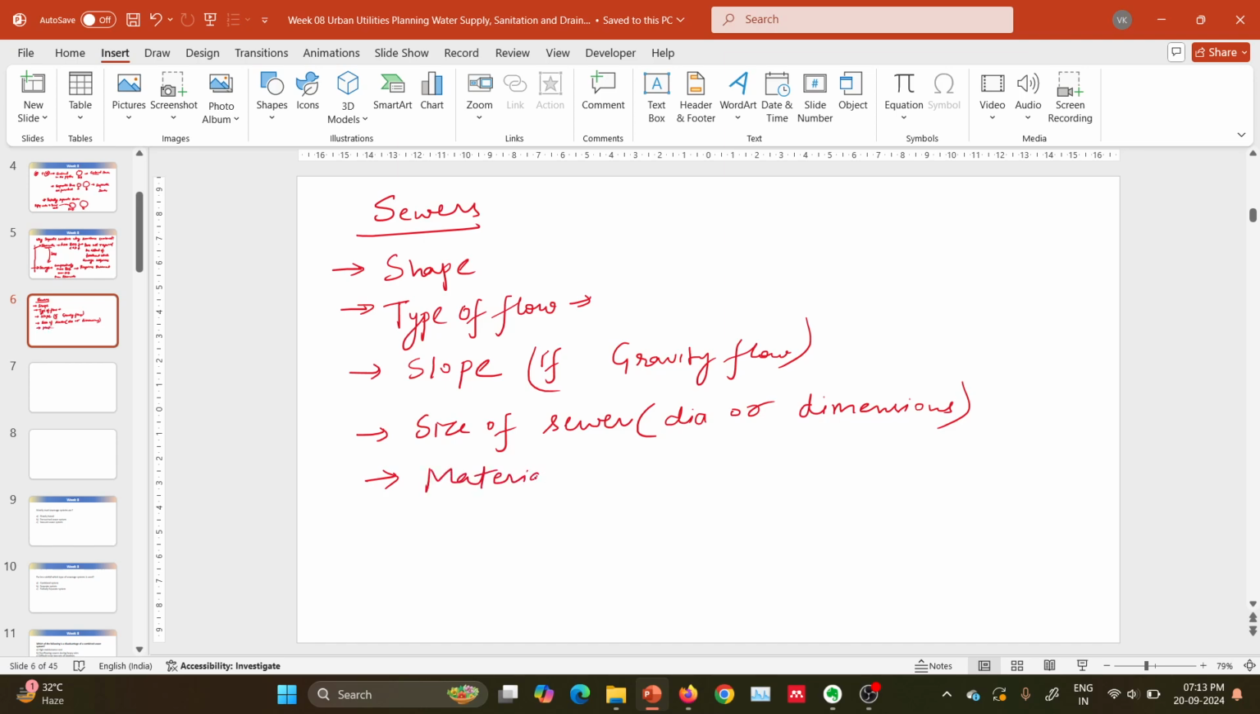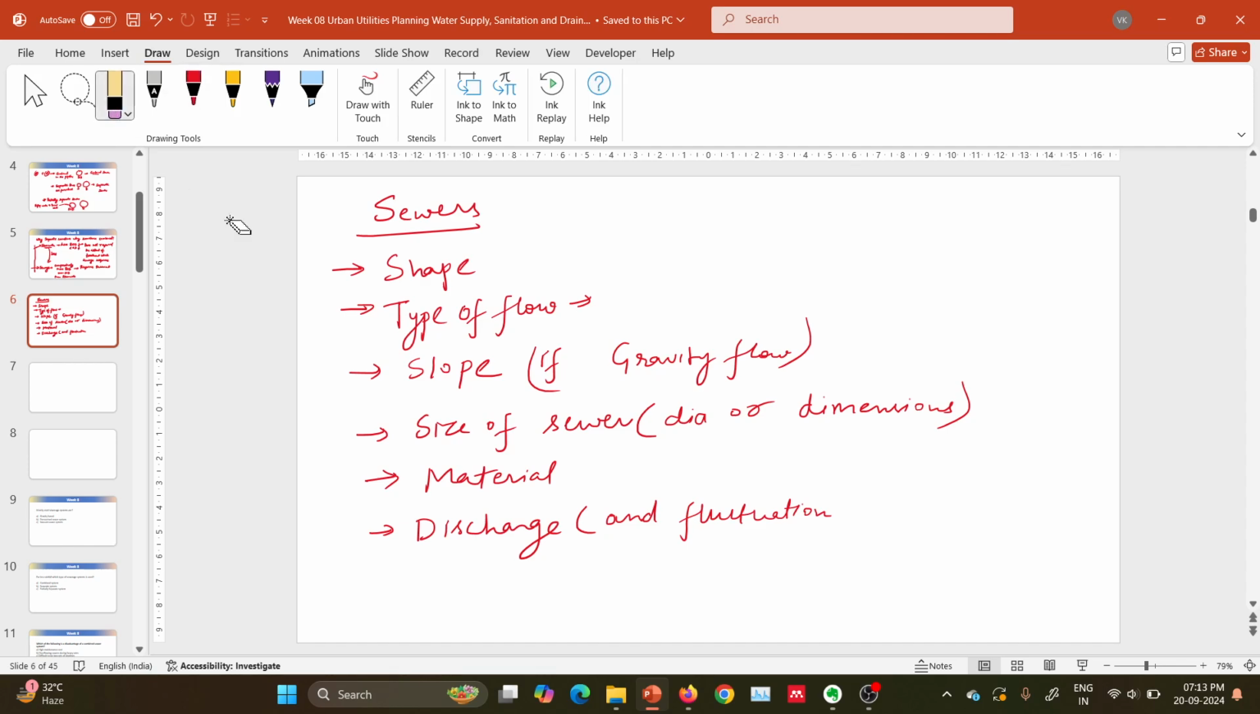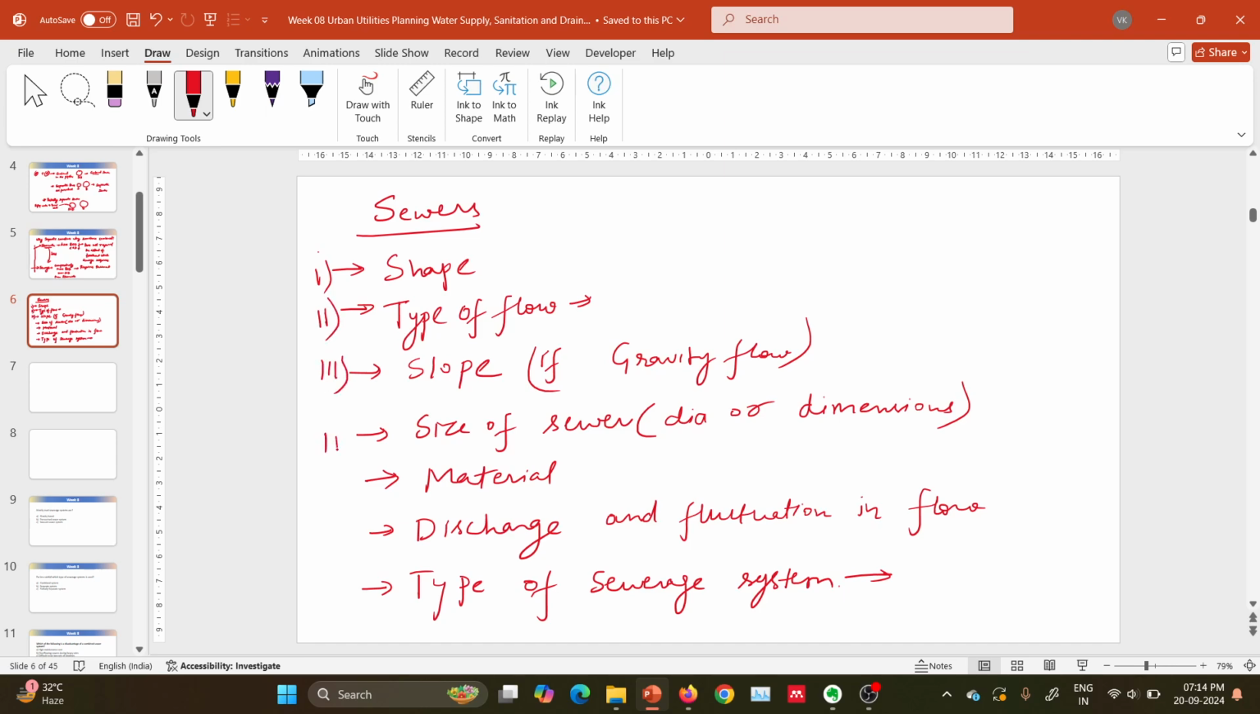Then the material, and the discharge, including fluctuations, and the type of sewage system. The types of sewage system we just now studied are three: combined, separate system, and partially separate system.